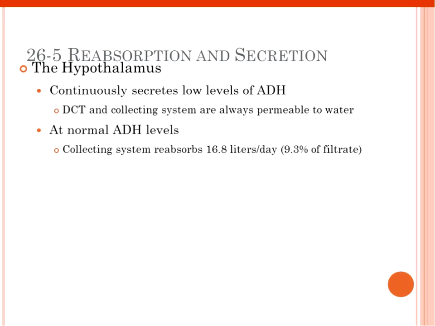Remember that, and I hate when your book does this, it's actually your pituitary gland that's connected to your hypothalamus that releases regulating hormones that secrete antidiuretic hormone. So your hypothalamus is telling the pituitary gland to continuously secrete low levels of antidiuretic hormone, not the hypothalamus directly. At normal antidiuretic hormone levels, the collecting system reabsorbs about 17 liters per day, or 9.3% of the filtrate.